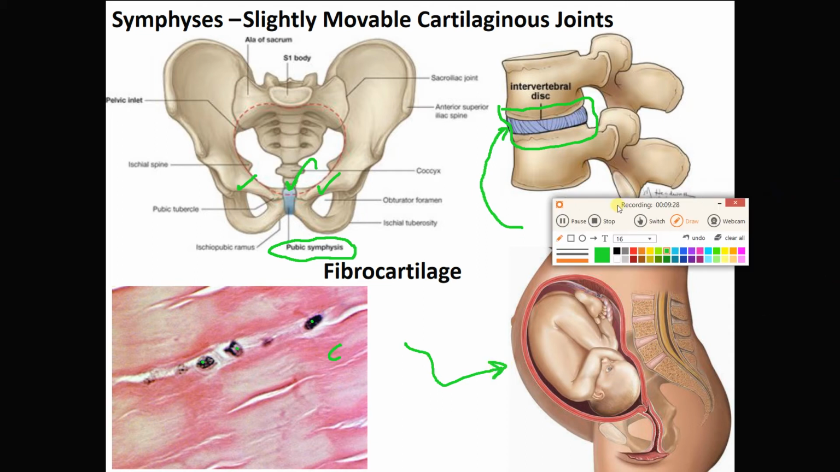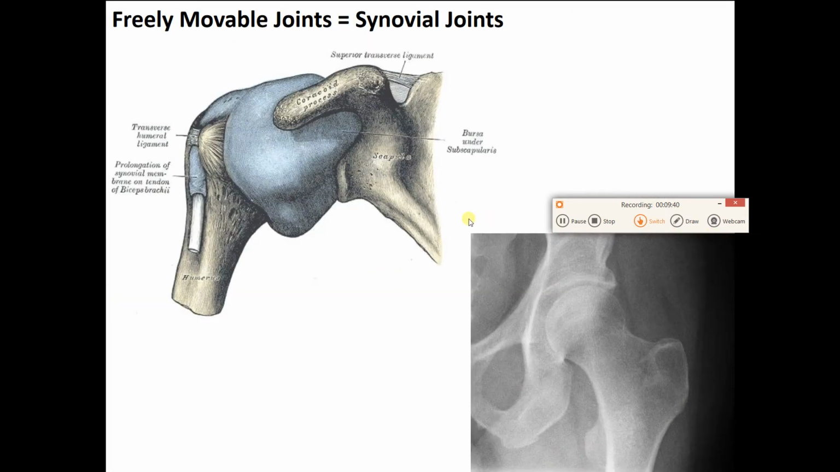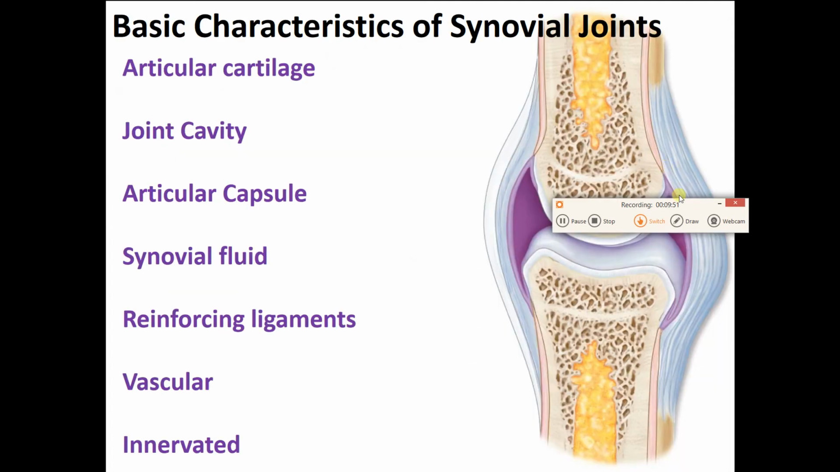All right. So, guys, we're done with the cartilaginous and the fibrous joints. We looked at slightly movable and immovable varieties of each. We are now moving onward to our synovial joints. Synovial joints are freely movable. Your shoulder joint, your hip joint, freely movable joints.